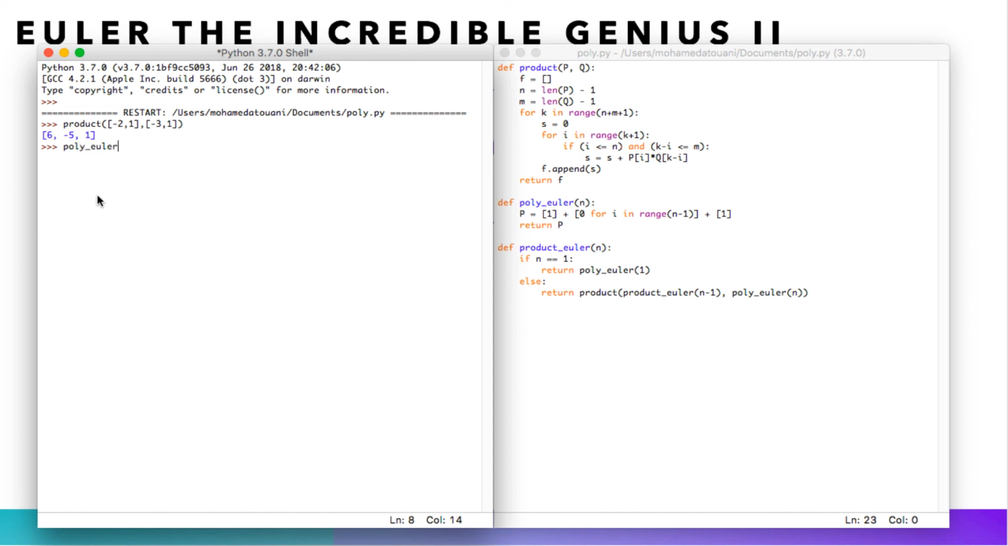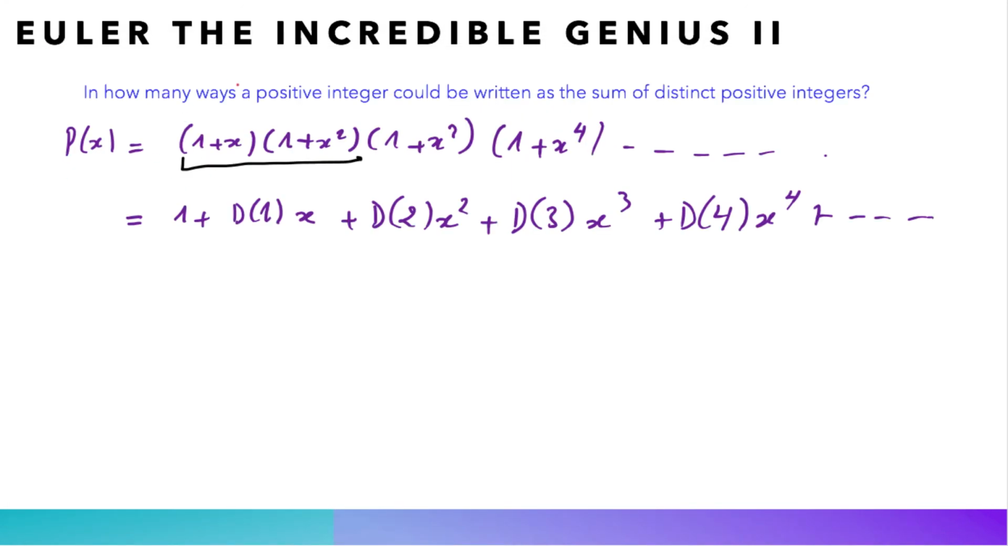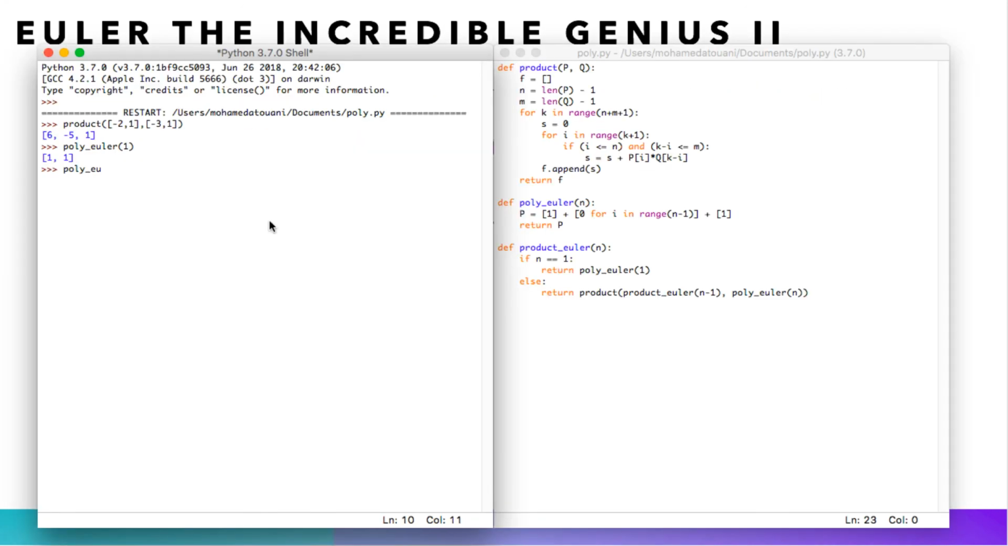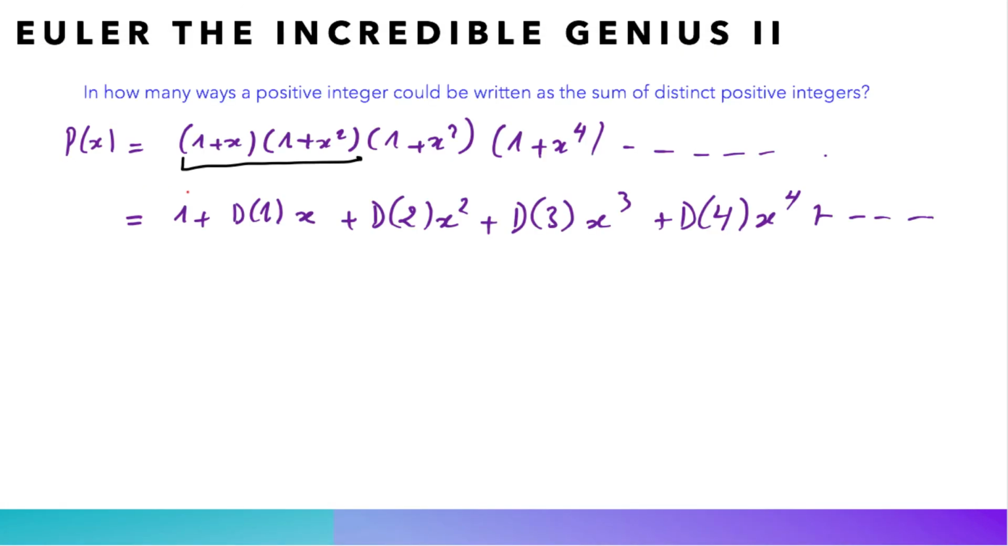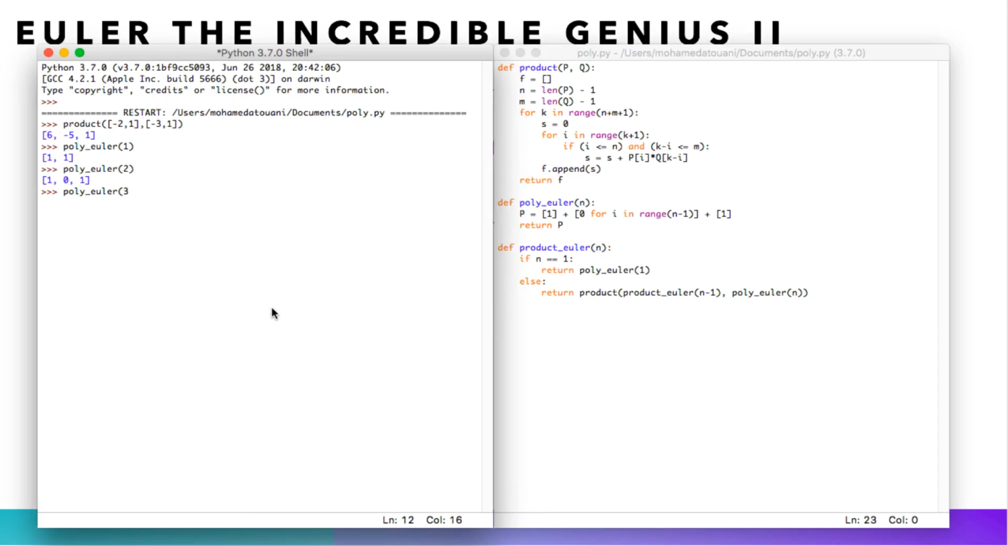So my function product works very well, and now I would like to see what poly-Euler does. So poly-Euler of 1, for instance, gives us 1, 1, which is the polynomial x plus 1, the first factor here in p of x. Now if you check poly-Euler with 2, for instance, one gets 1, 0, 1, which means x squared plus 0 times x plus 1, which is x squared plus 1, meaning the second factor in our product. Poly-Euler of 3 gives us 1, 0, 0, 1, which is x cubed plus 1. Now product Euler of n, if I check it with 1, it gives us 1, 1, which is 1 plus x, which means it did not multiply anything, and it gives us the first factor of p of x.